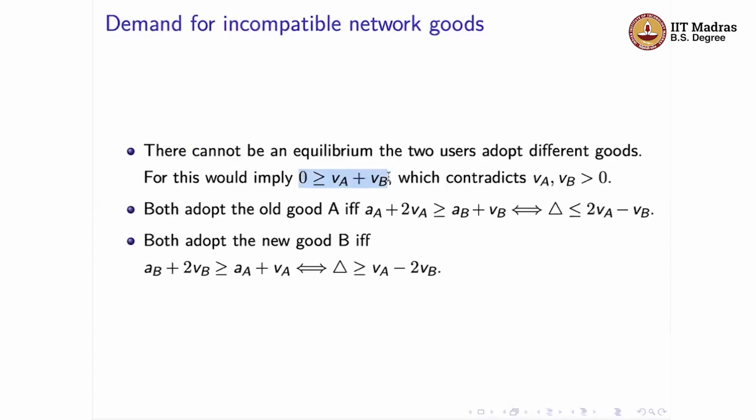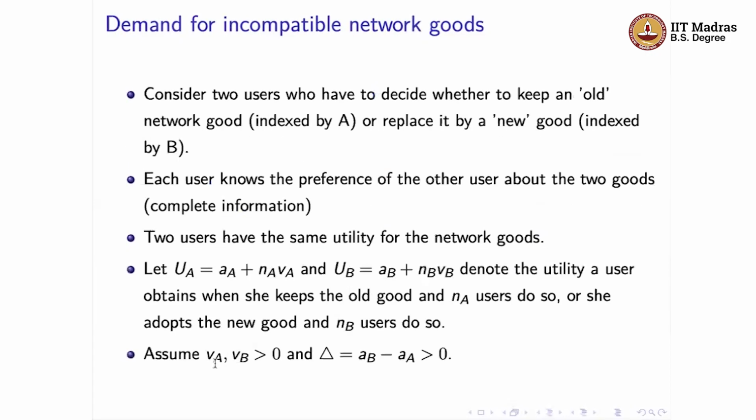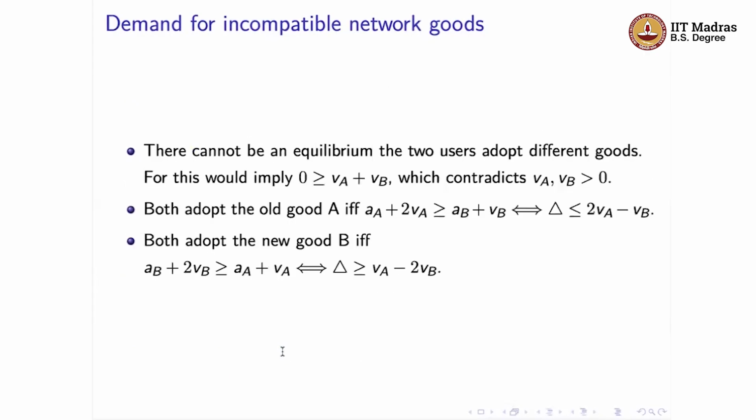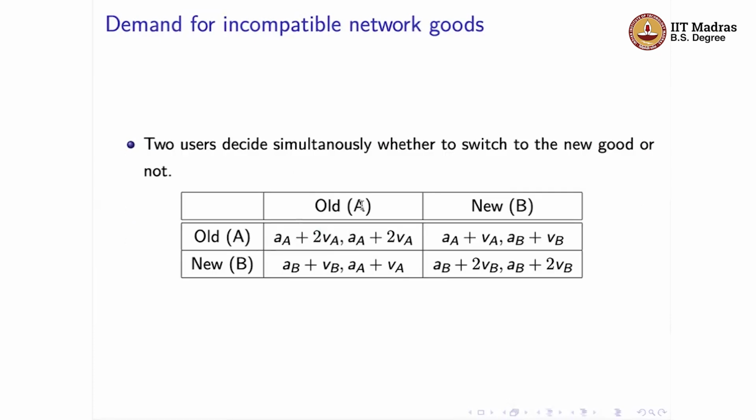Now, this is a problem because it contradicts our assumption that VA and VB are both strictly greater than zero, right? Therefore, their sum cannot be less than or equal to zero. So from here, we know that there cannot be an equilibrium in which two users adopt different goods. Okay, can we have the other equilibrium? Can we have an equilibrium in which both of them are choosing the old good?